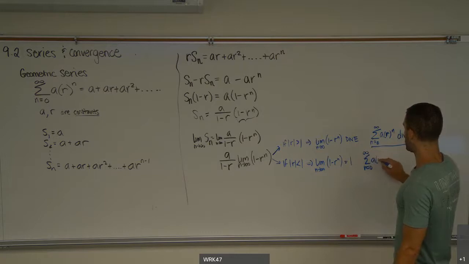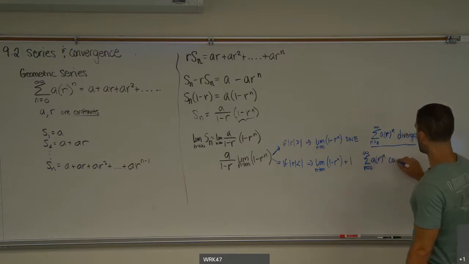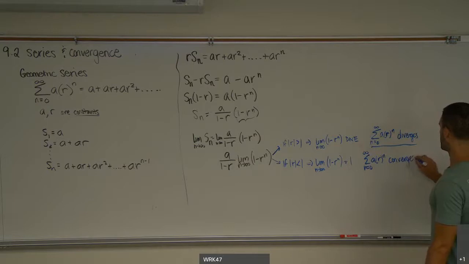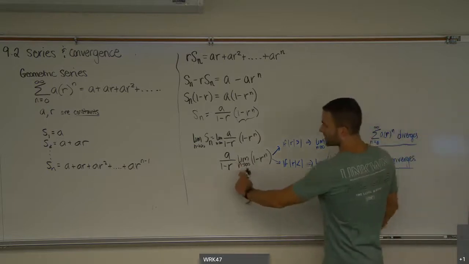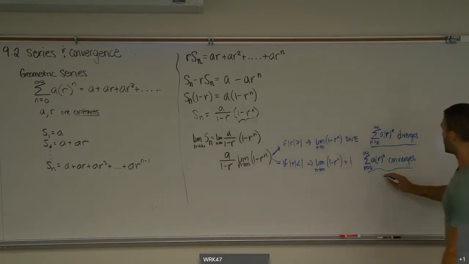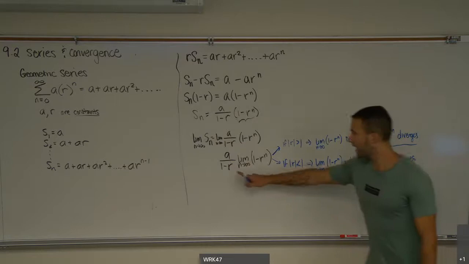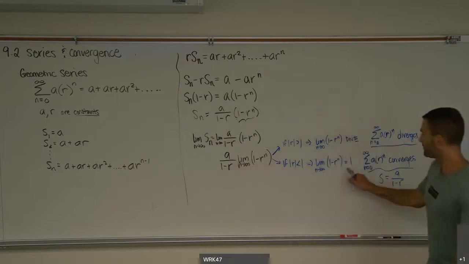So now this series converges. And what is the sum? Remember, this is 1, but remember it's 1 times this. And so the sum is a over 1 minus r. A over 1 minus r times 1.